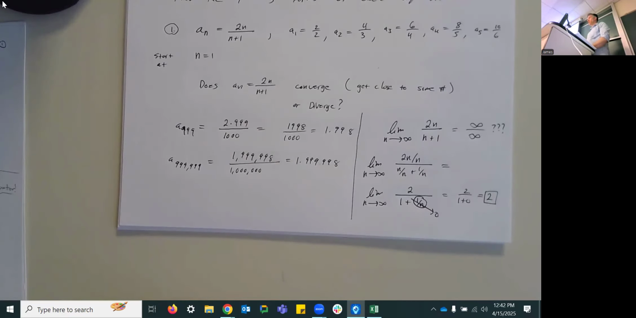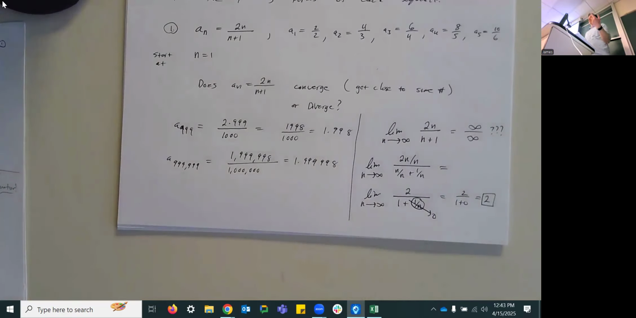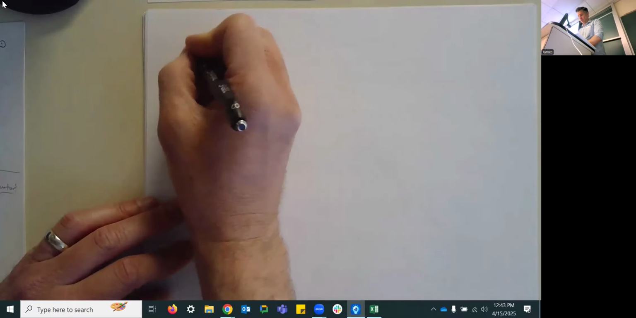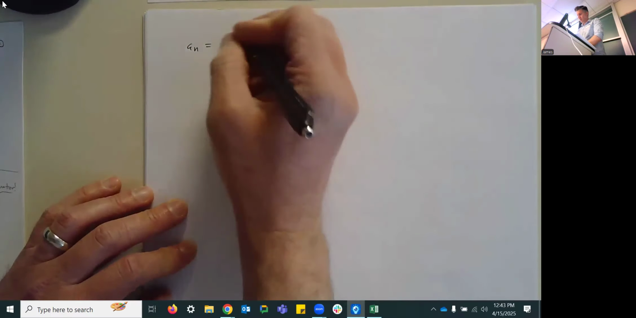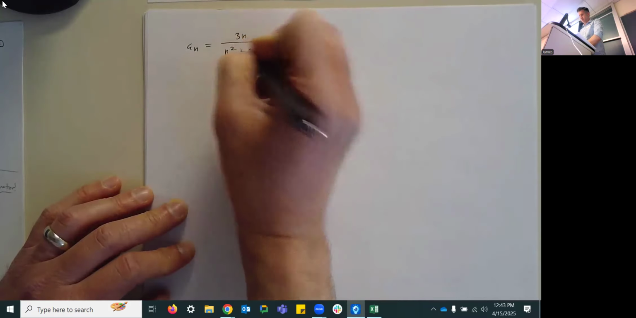Let's look at some more examples. So I will say though, when you're asked if a sequence converges or diverges, that question really is just saying, does the limit as n goes to infinity exist or not? So let's look at another example. Let's say we have a sub n equal to 3n divided by n squared plus 2.